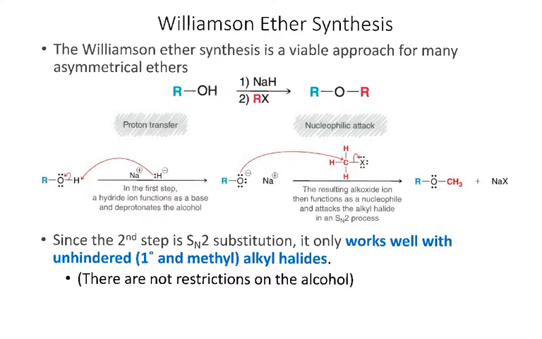And so if the alkyl halide is primary or methyl, then the SN2 mechanism will dominate. But if we have a secondary or a tertiary alkyl halide, we're going to get elimination primarily instead of substitution. So this Williamson ether synthesis only works well when the alkyl halide is either primary or methyl, right? And then there are no restrictions on the alcohol.